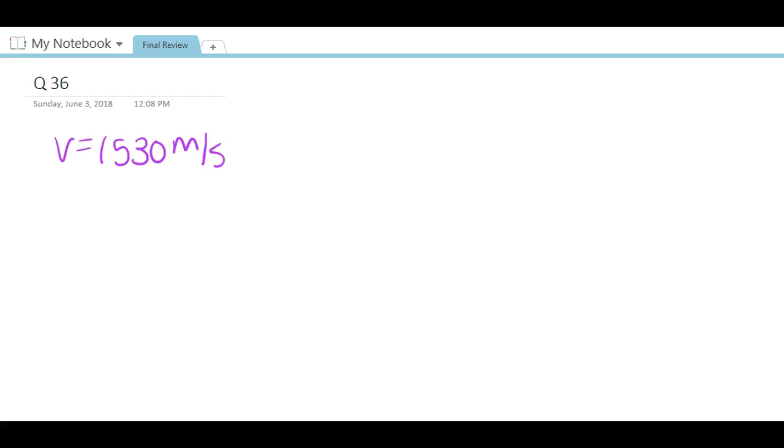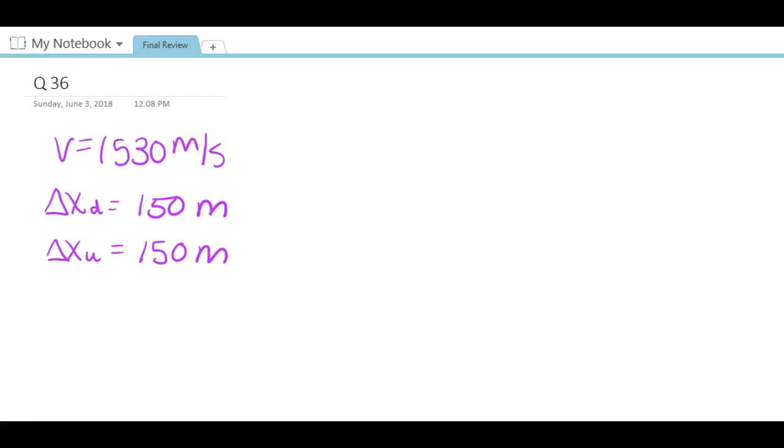The velocity is 1530. And then we have two different distances. We're going to have the distance down, which is 150 meters below. And now because we're trying to ask about the echo, the sound has to come back up. So then we're also going to have a distance of delta x up, which is another 150 meters. So the sound leaves the dolphin's mouth, goes down, hits the ground, comes back up. And that's how we're going to find the total time passing before the dolphin hears the echo.